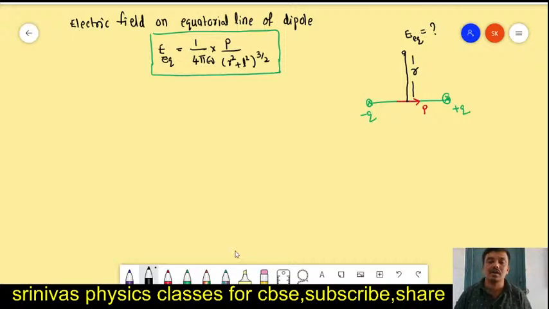What is the direction of the electric field on the equatorial line? You got the left side, right? The electric field intensity on the equatorial line we got as left side. That is anti-parallel. Okay, in case of a short dipole, what happens?